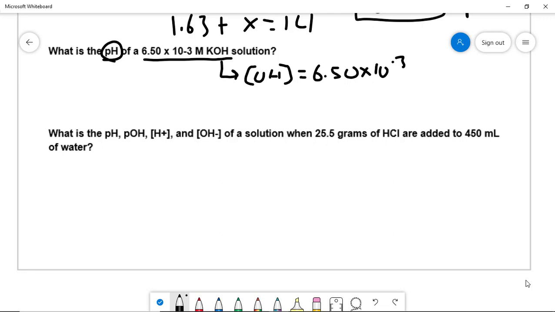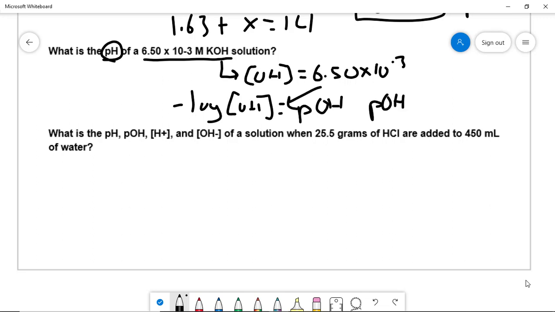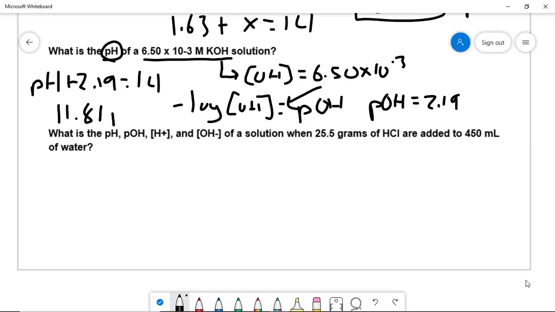So there's multiple ways that you can go through and solve each problem. I'm going to go ahead and solve for pOH because I think that's going to be a little bit easier. So I just plug that number in there and solve. I get a pOH of 2.19. And then I'm going to use the same formula as before: pH plus 2.19 equals 14. So I'm going to get 11.81 for my pH. Quite basic.